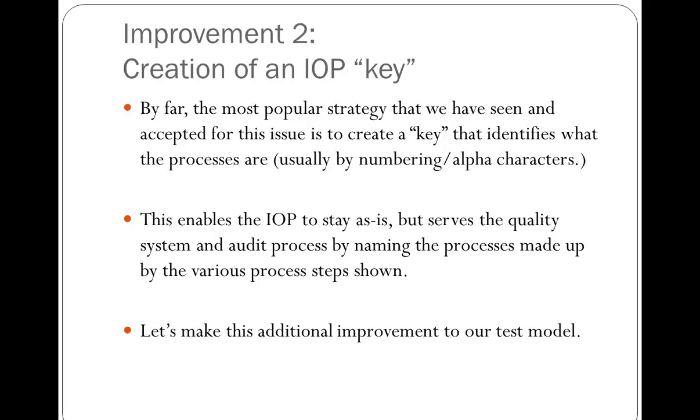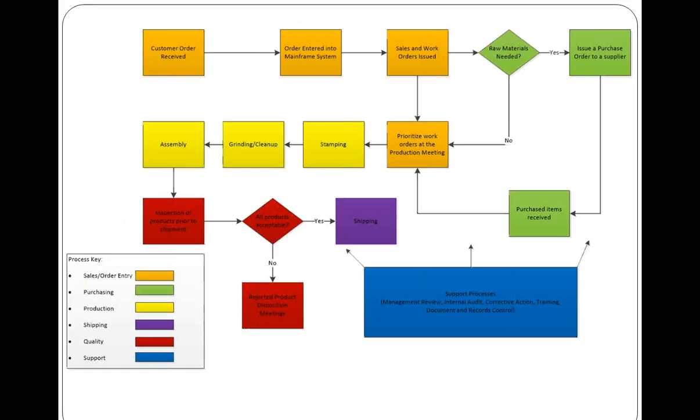Now the other improvement that we're going to make is to create an IOP key. This is absolutely the most popular strategy we've seen accepted for an organization that wants to keep their IOP as written, but still do what they're required to do and identify the processes. So how can this be done? Well, numbering is used, alpha characters are used. For our test model, I used color coding.